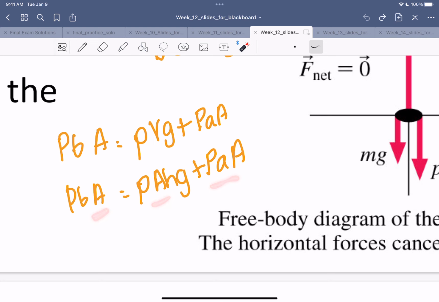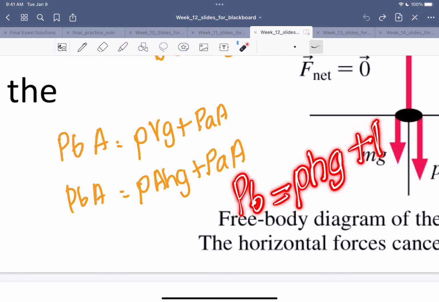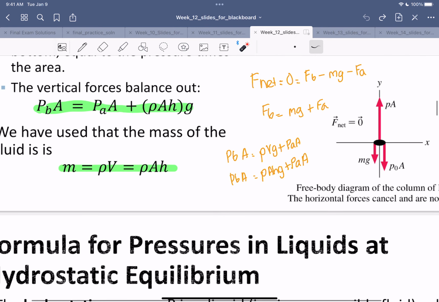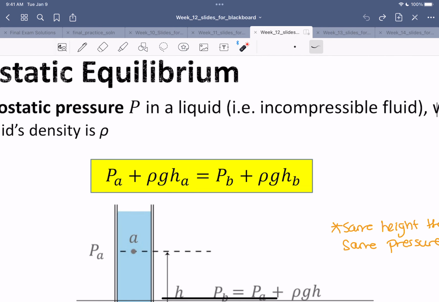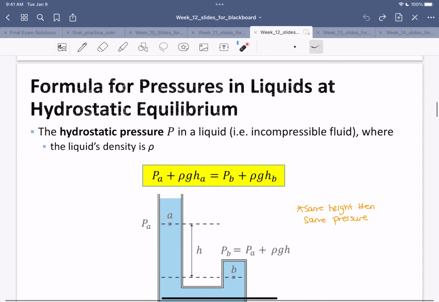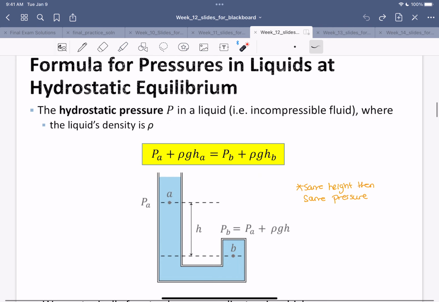So A, and A. If you divide by A for the entire equation, you end up getting pressure at B is equal to density times your height times your gravity plus, my bad, plus the pressure at A. So if you see then, that's pretty much the hydrostatic pressure equation. That's a derivation for it, because then we can see that it's the pressure at A plus the density times gravity times the height at A is equal to the pressure at B plus the density times the gravity times the height at B, right? So that's the derivation for the hydrostatic pressure equation.